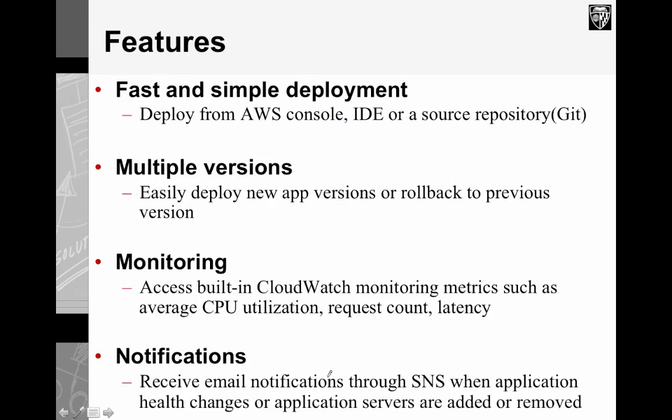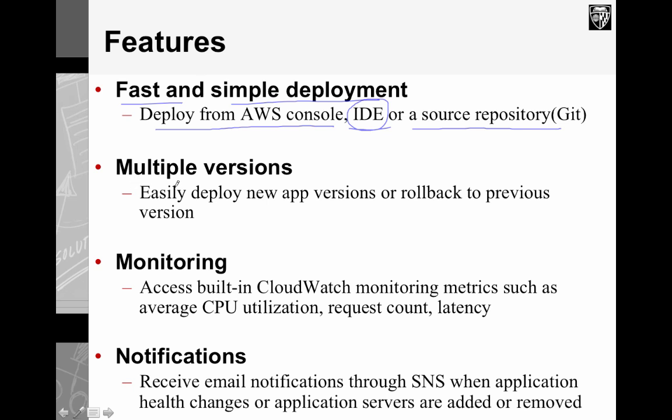So let's look at the features. The first feature is fast and simple deployment. It's very easy to deploy your applications in Elastic Beanstalk. You simply deploy using the AWS console, or you can deploy directly from your IDE or even from a source repository.